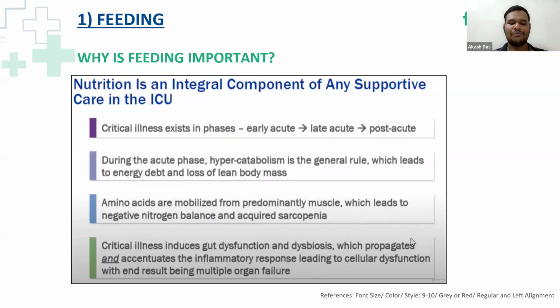In the acute phase, your body is in a state of catabolism. Your body is breaking down proteins and calories faster than it can absorb them. That is what is called hypercatabolism. During critical illness, your body will lose muscle, which will lead to sarcopenia. Because of inadequate nutrition, the patient can go into multi-organ failure. This is why feeding is important in any critically ill patient.